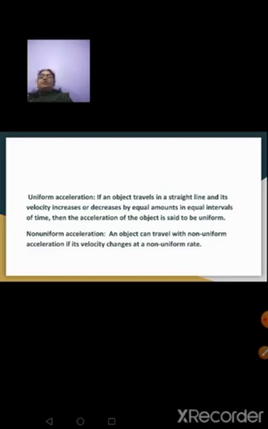When the change in velocity happens at a non-uniform rate, where the increase or decrease is not shown with equal amounts, you call that non-uniform acceleration. Clear?